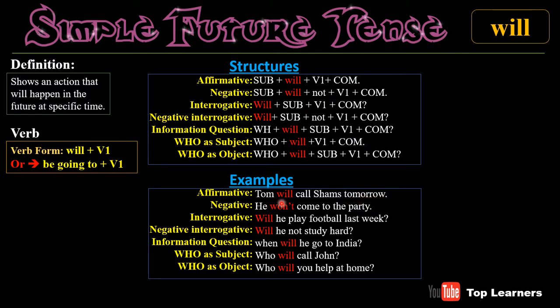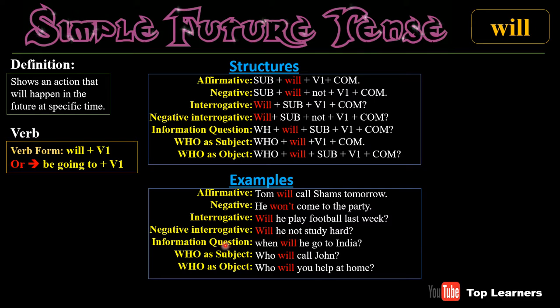And we have the negative sentences. For making negative, as I said, we can say will not, or we can say the short form of them, won't. He won't come to the party. For making a question, we bring the helping verb will at the beginning of the sentence. Will he play football next week? Here I'm really sorry, it should be next week. It's incorrect. We should not say last week, you should say next week. If you want to make it negative interrogative, you can say will he not study hard? So we add not after the subject.